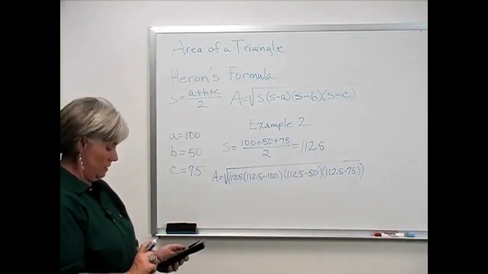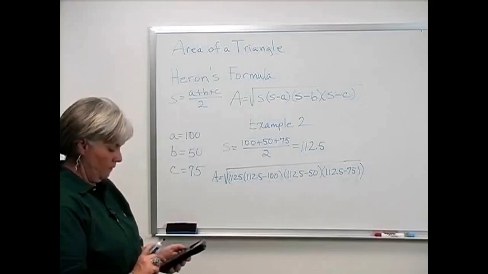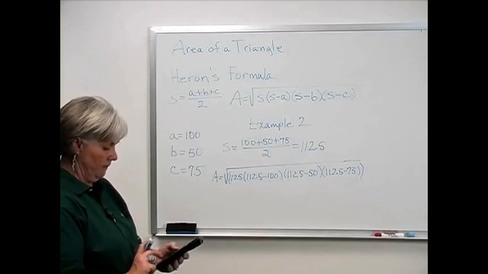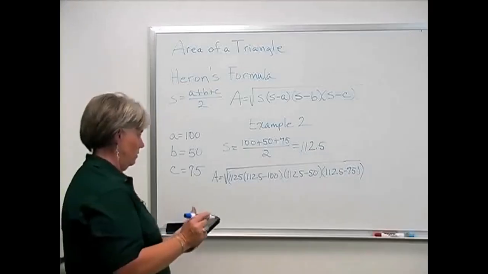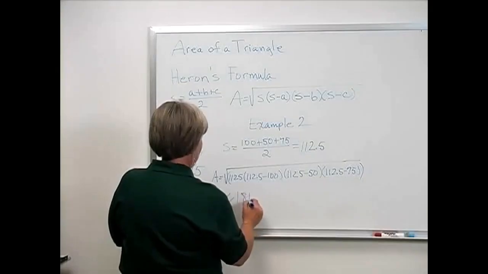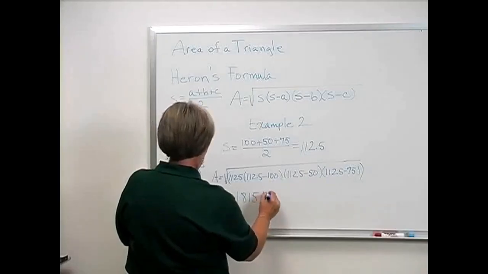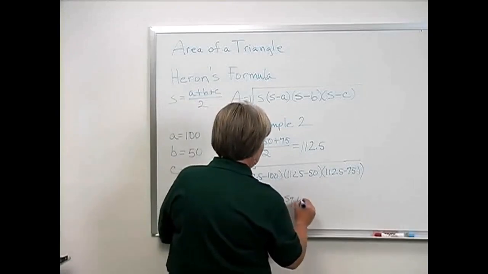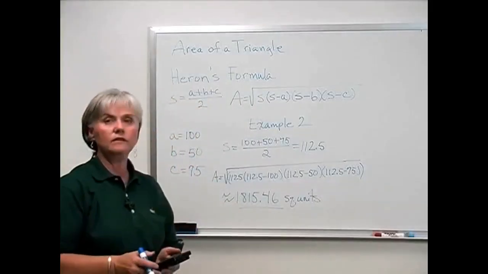So let's see. If you put the value of s into your variable, like I said, then it'll be a lot easier to enter. So that's going to be approximately 1,815.46 square units. And that's how you can find the area of a triangle if you know all three sides.